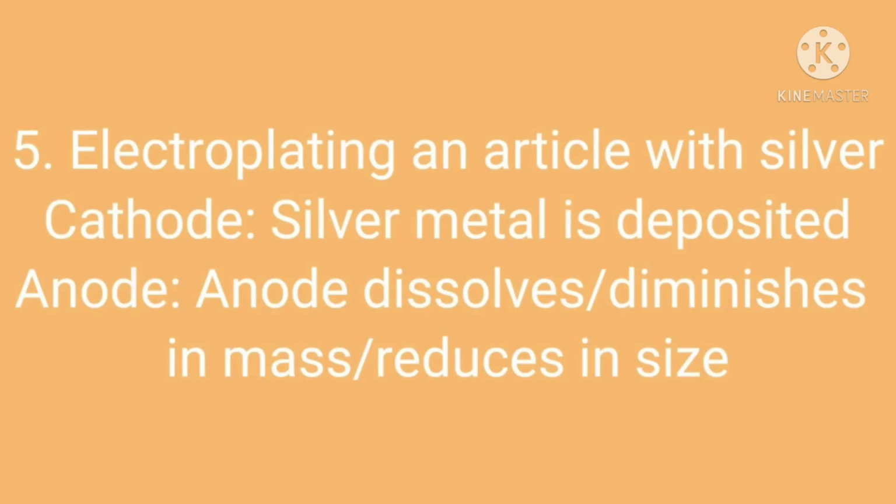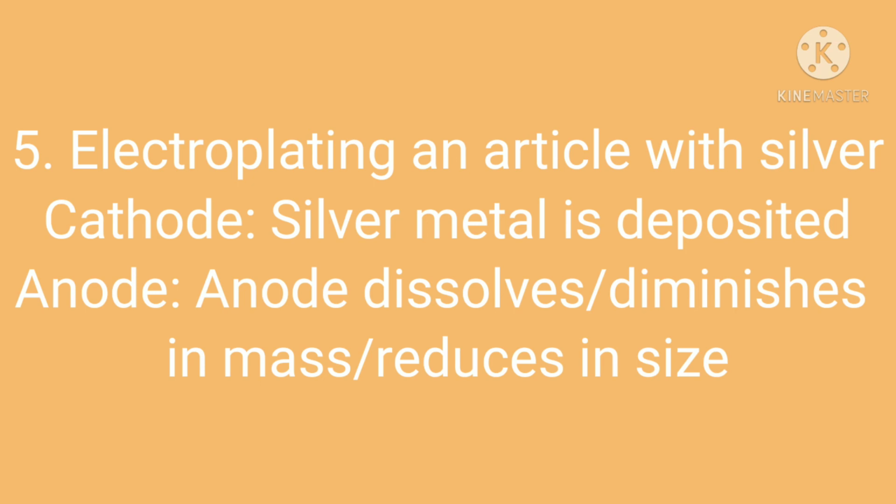Next topic is electroplating an article with silver. Here also active electrode. Active electrode means silver electrode. The cathode observation is silver metal is deposited. The anode observation is anode dissolves or diminishes in mass or reduces in size. The product at cathode is silver and the product at anode is nil. Ions are formed. Ag+ ions are formed.